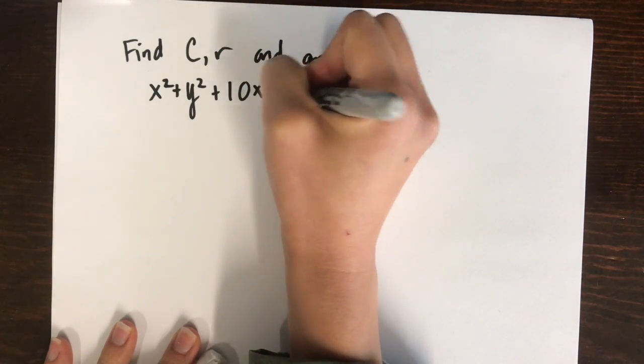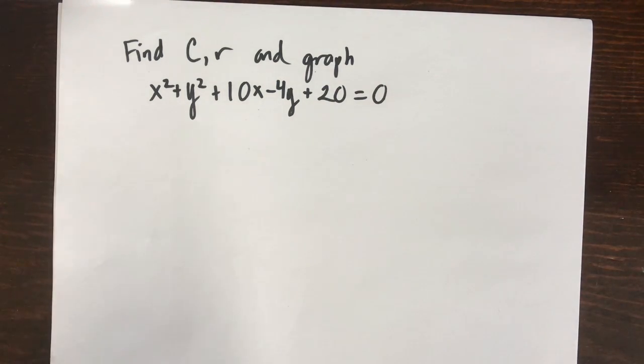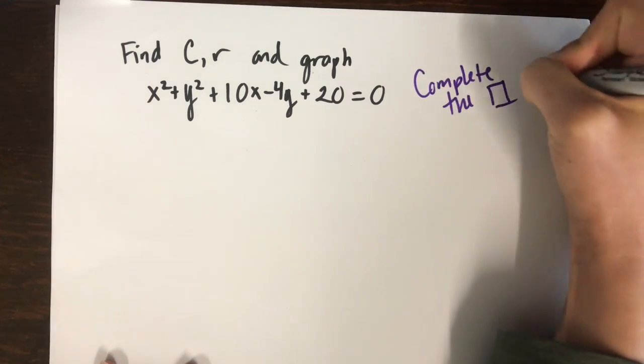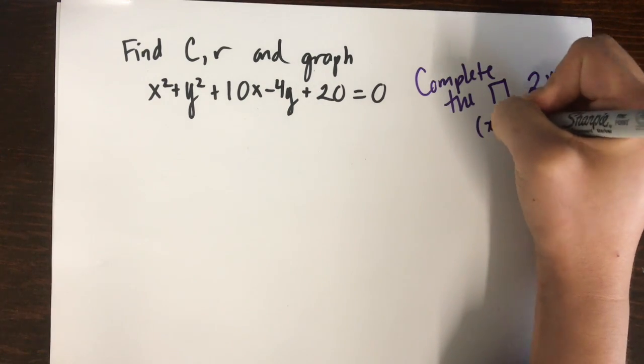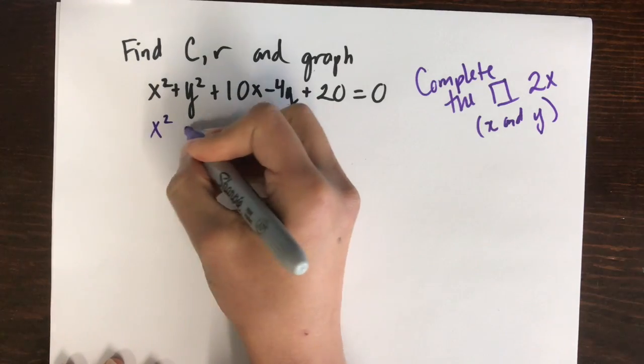Anyway, so we have x² + y² + 10x - 4y + 20 = 0. All right, so I realize that I have an x term and an x² term, right? And I need to have this in kind of like an (x + 5)² form or something. So I actually need to complete the square two times, once with x and then once with y.